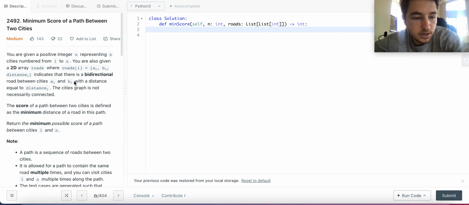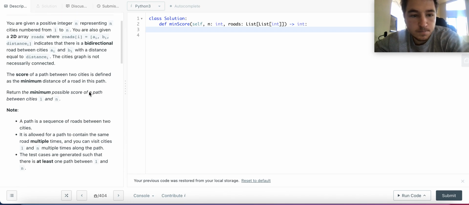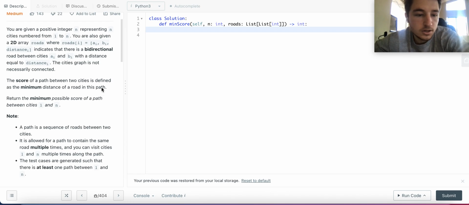You're also given a 2D array roads where roads[i] = [ai, bi, distance i], which indicates that there's a bidirectional road between cities ai and bi with the distance equal to distance i. The city's graph is not necessarily connected. Okay, so there's a system of cities connected by roads. There's weights between each city. So this can easily be modeled with a graph, a bidirectional graph, right?